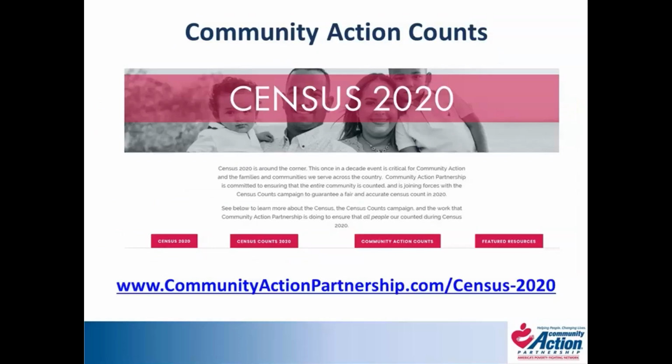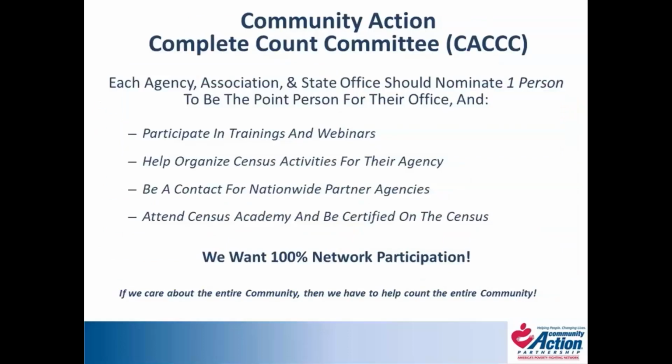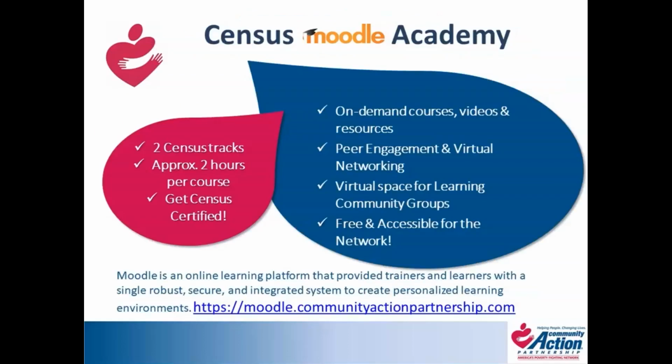This is our website. Our URL is communityactionpartnership.com/census-2020. This is where we're putting all of our resources, and that's the best place to find community action specific information. We also have a complete count committee for community action. Many of you are already on it. We are asking that everybody nominate one person in their agency at least to get our emails and to be the point person for census activities in their area. You can find that web link signed up on our Community Action Partnership Census website as well.